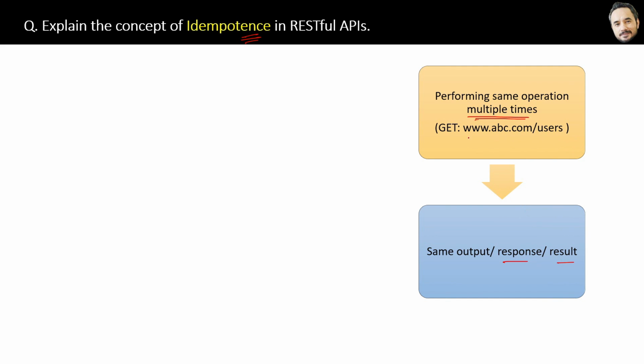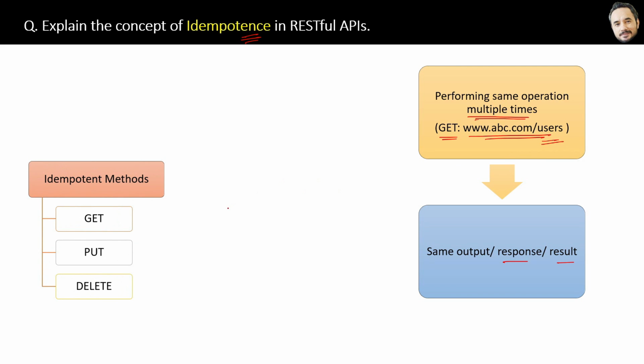For example, see here. If you send this GET method request 100 times again and again, the result will always be the same. You will get the response with the users list, right? Same result. Now, similar to GET, we have the PUT and DELETE methods also. Those are also idempotent. Now, PUT, because if you send the same request body to update again and again, every time the same replacement will happen and the result will be the same.